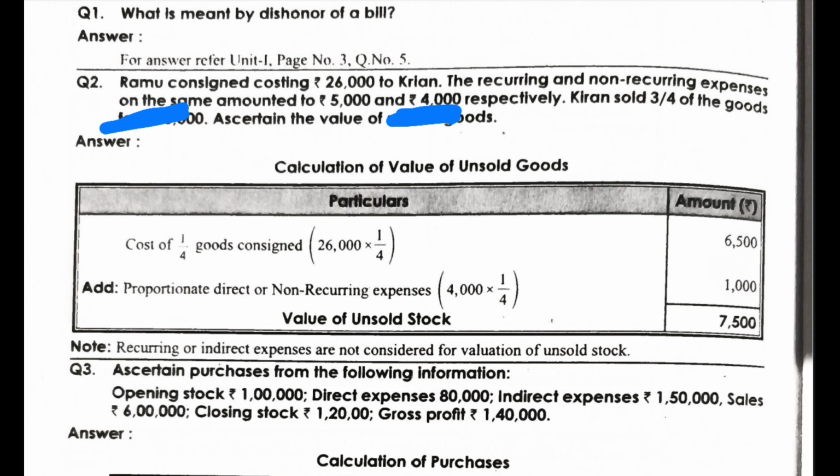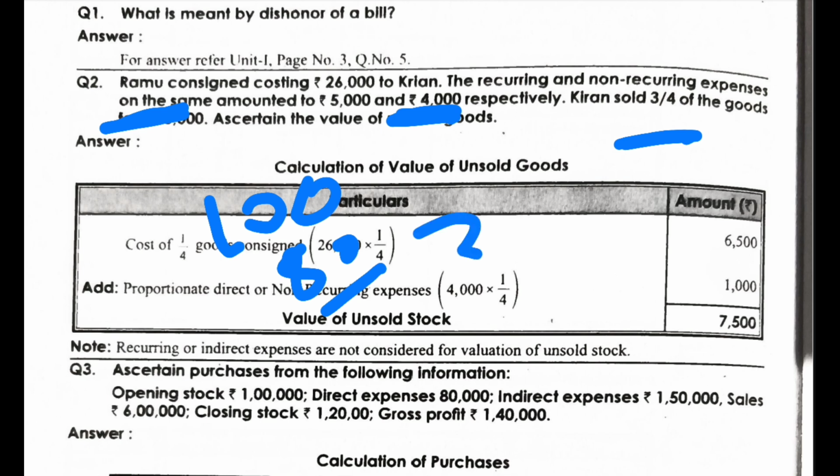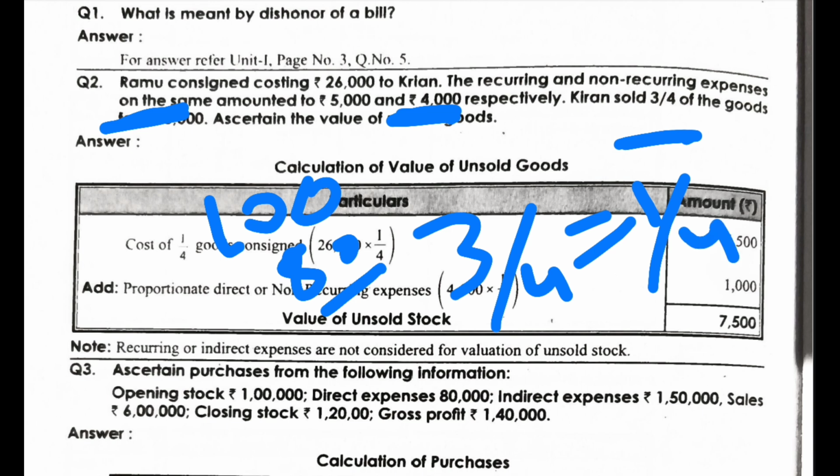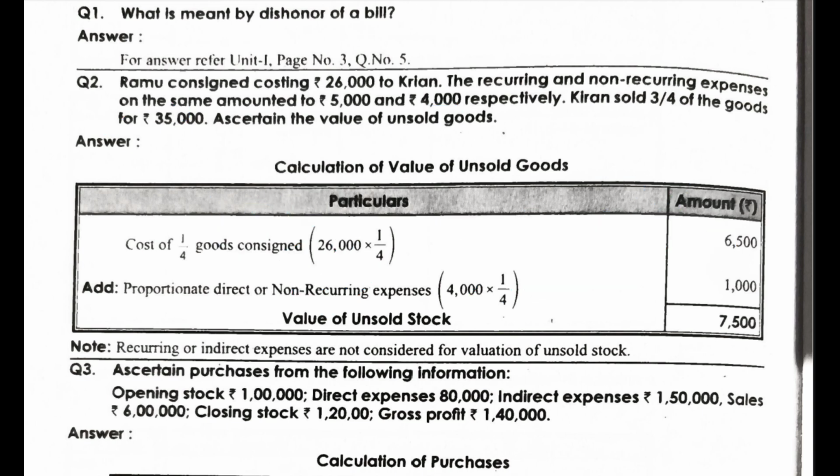Kiran sold 3/4 of the goods. Sometimes in the unsold stock you will get, if suppose 100 cases are there, 80 sold, 20 unsold, like that you will get. Sometimes in this way also you will get: 3/4 sold means remaining unsold will be 1/4. So Kiran sold 3/4 of the goods for rupees 35,000. Ascertain the value of unsold goods.